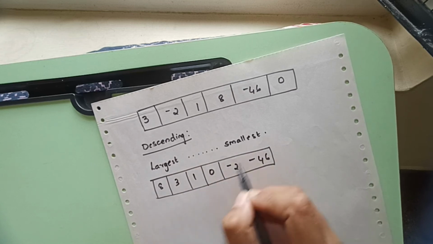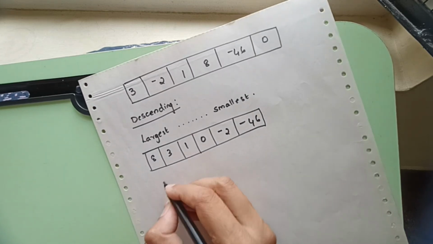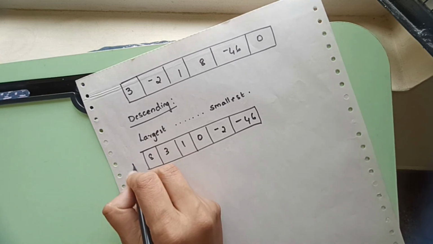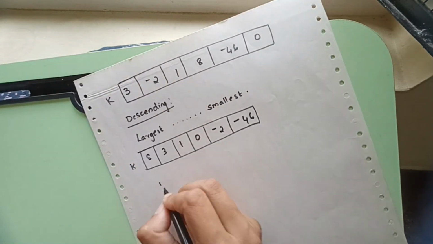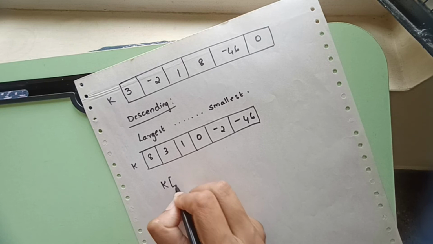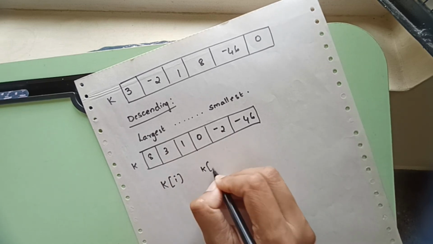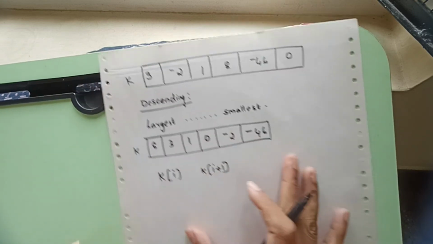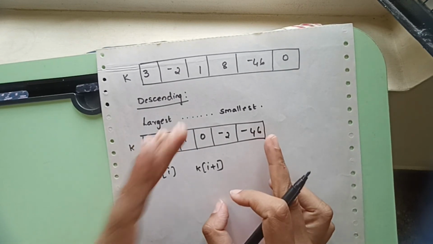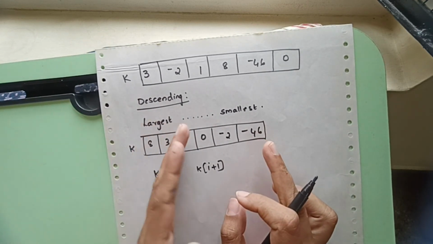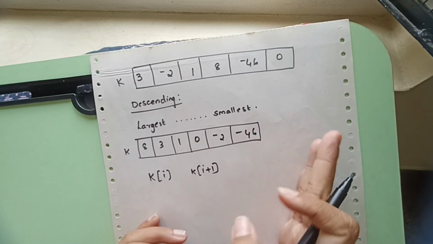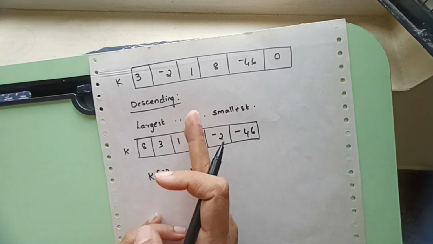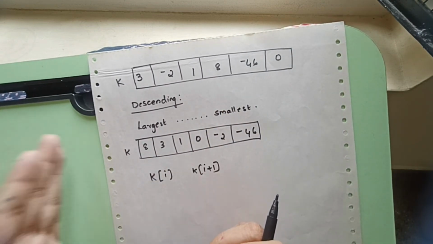So how can we write the algorithm? This is the array K. We are comparing K of I and K of I plus 1, right? When you look at the final output, we can see that towards the left side we have elements that are greater, and towards the right side we have elements that are lesser. So the left side should occupy the greatest element.